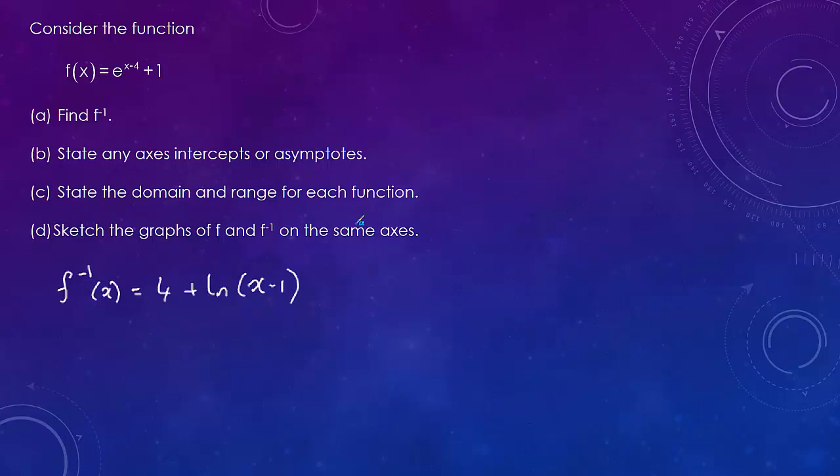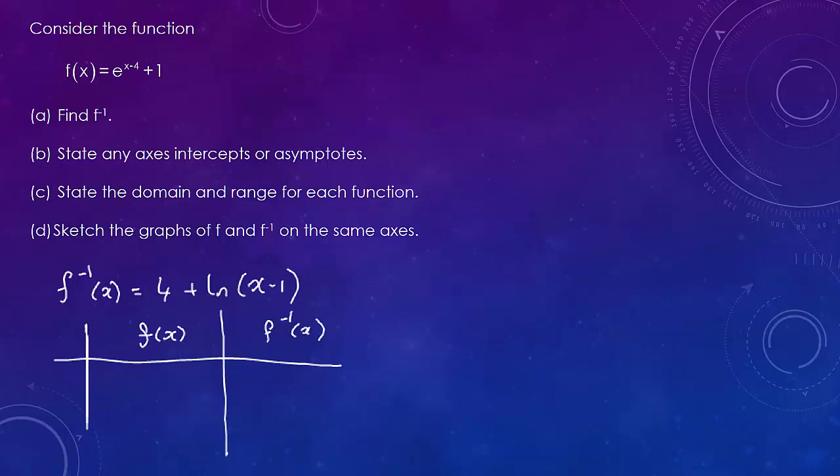State the domain and range for each function. So we have f of x and we have the inverse here. I'm going to make a little table. And we'll have the domain and we'll have the range. So for the original function, we know there's no problem with input into an exponential. So the domain is just going to be all reals. That means that the range for the inverse must be all reals.